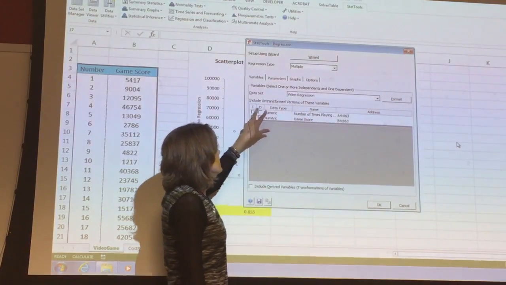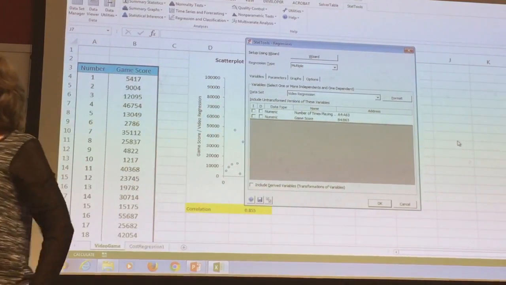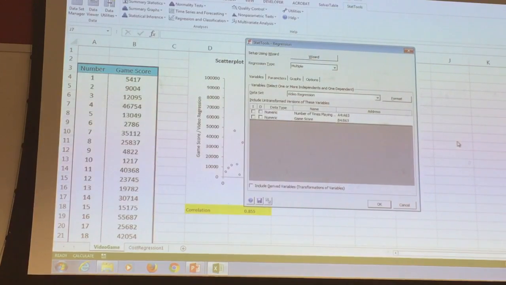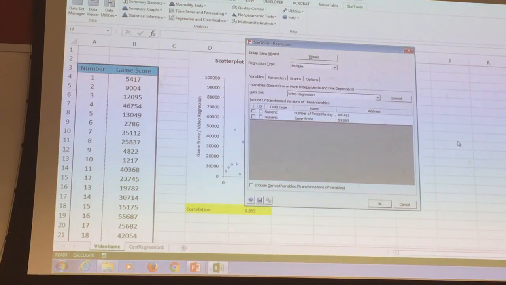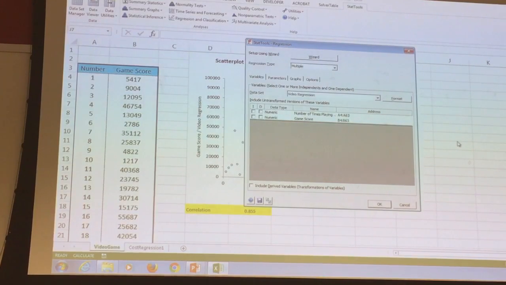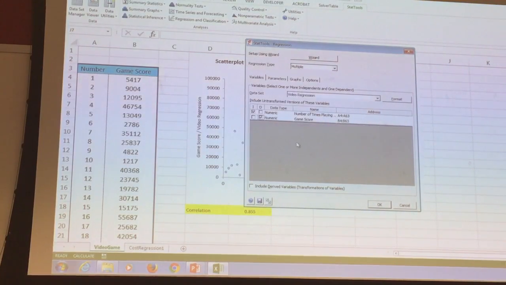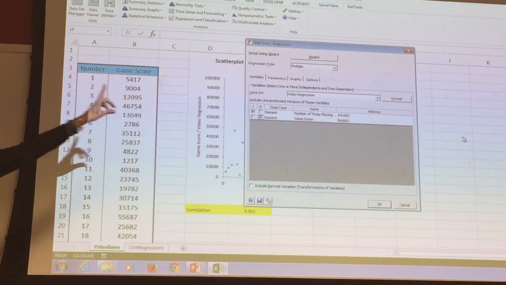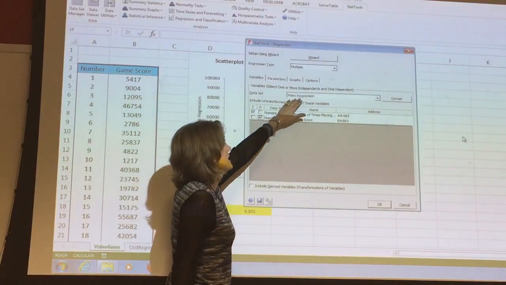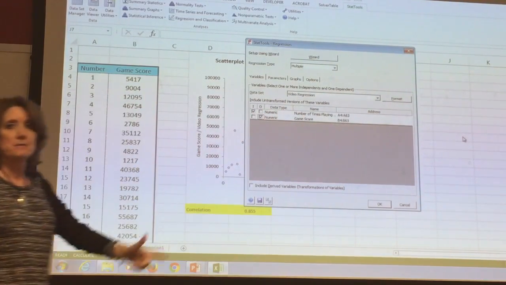In regression, we refer to X and Y as the independent and the dependent variable. X, the independent variable, we think moves independently, and Y, which we think in some way depends on X. So the independent variable X is the number of times playing. The dependent, or Y, is the game score. On this tab, I have made sure I'm on the right set, and I've checked my independent and dependent variables appropriately.